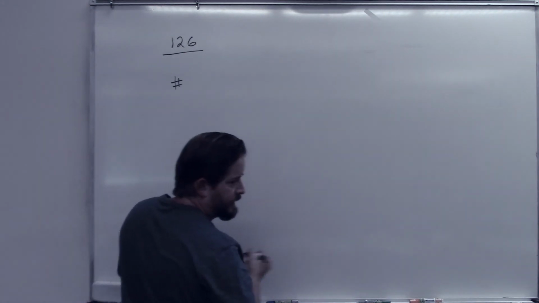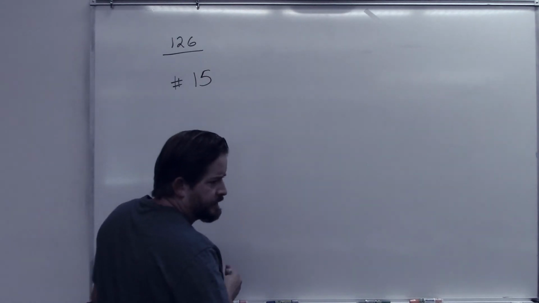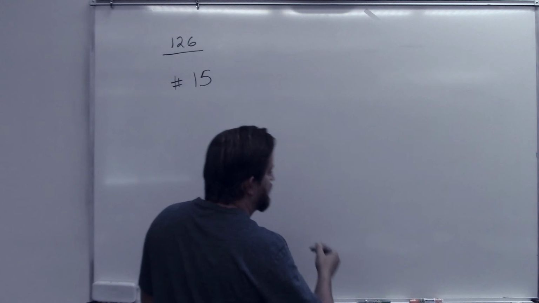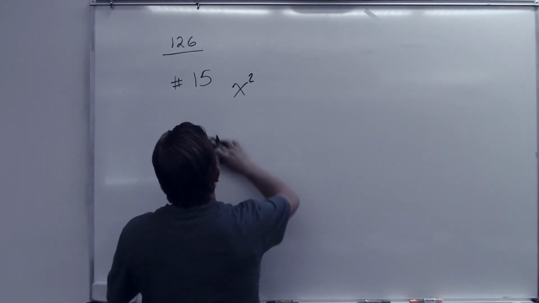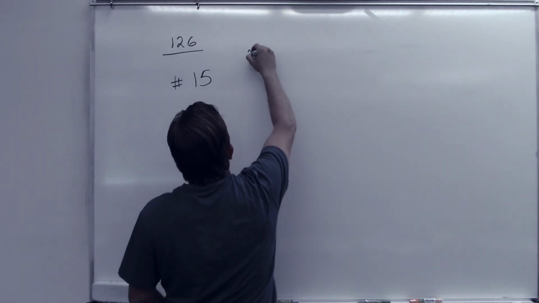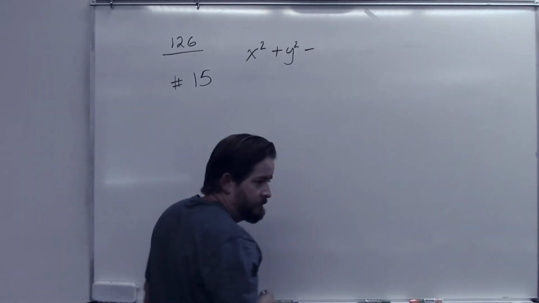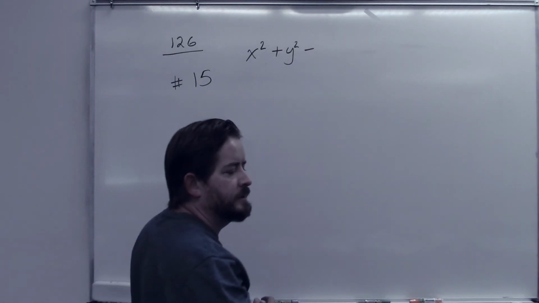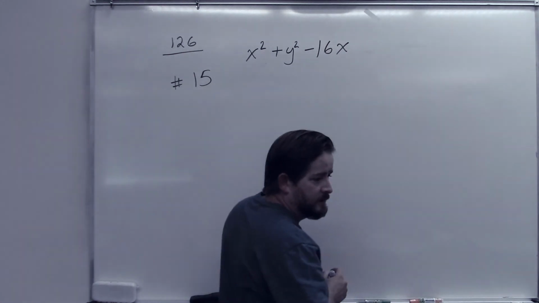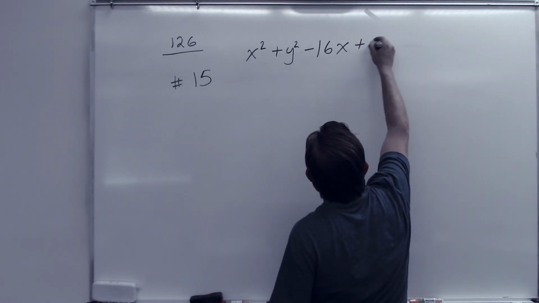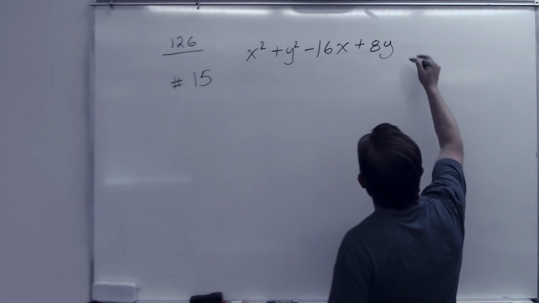All right, let's look at 15. It says, show that the equation represents a circle by rewriting it in the standard form. And we're given x squared plus y squared minus 16x plus 8y plus 74 equals 0.